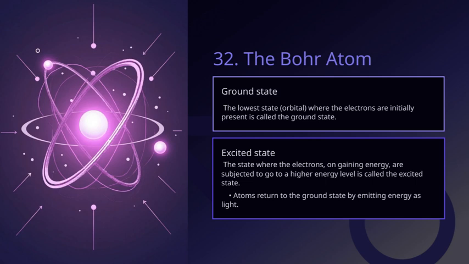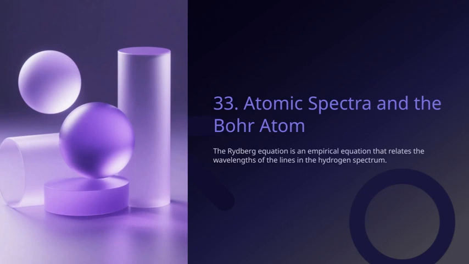The Rydberg equation is an empirical formula, which means it was derived from experimental data rather than from first principles. It specifically relates the wavelengths of the lines we observe in the hydrogen spectrum. Essentially, it helps us understand the pattern and spacing of these spectral lines. The equation takes into account the different energy transitions within the hydrogen atom, allowing us to predict the exact wavelengths of the emitted or absorbed light.